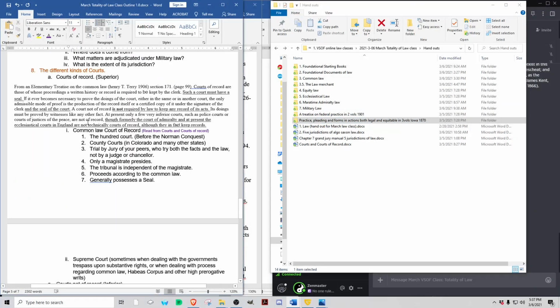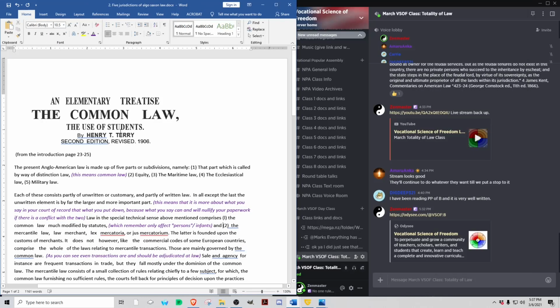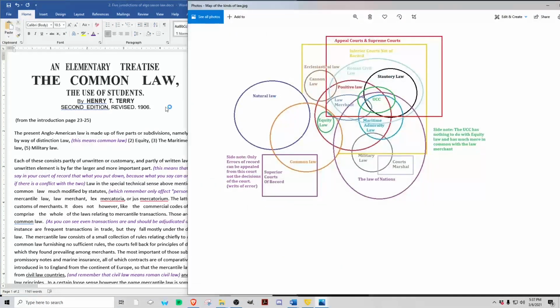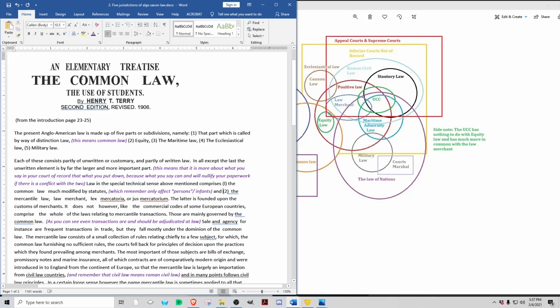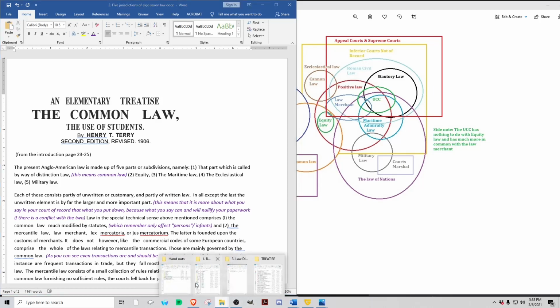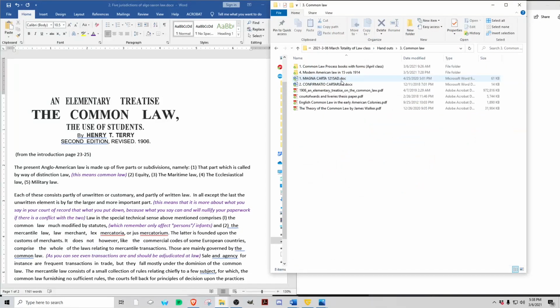So now the different kinds of courts. So you have superior courts. Okay, one last thing. This was the other thing that I was going to read to cover the 5 jurisdictions of law when we're looking at the outline here. So I'll cover this last one, and then we'll get into what's a superior or inferior court. So this is from An Elementary Treatise on the Common Law for the Use of Students by Henry T. Terry, 2nd edition, 1906. And I made sure that you guys have this in the common law folder. It's right here, Elementary Treatise on the Common Law. So you guys can take a look at that.